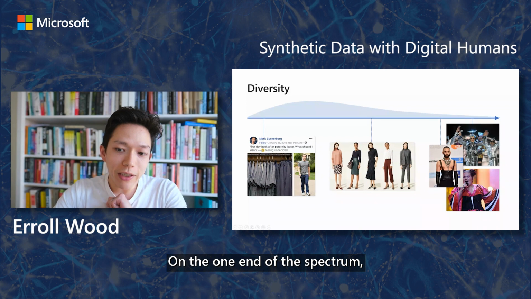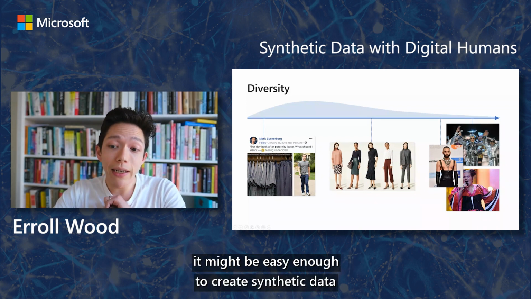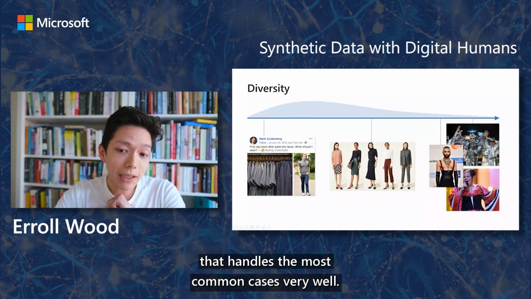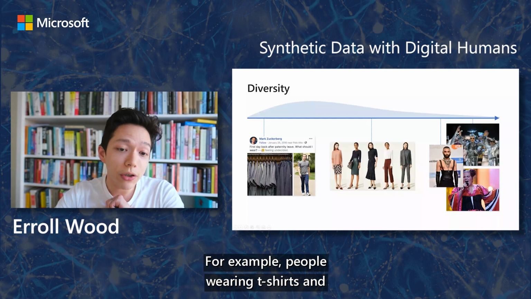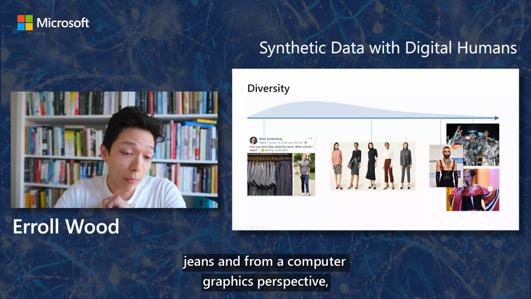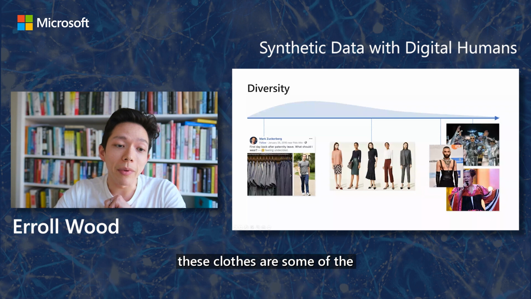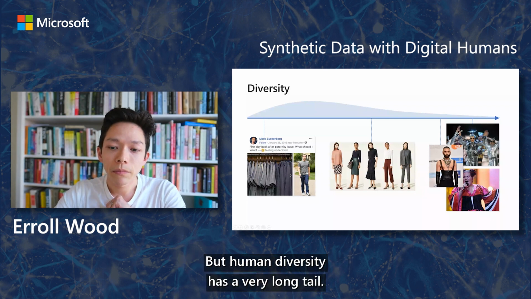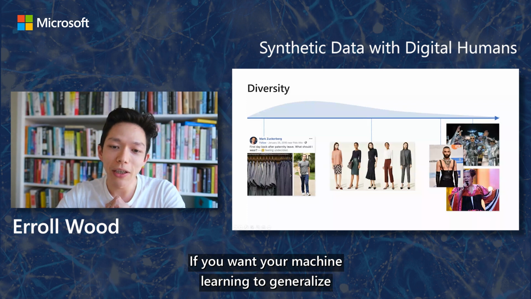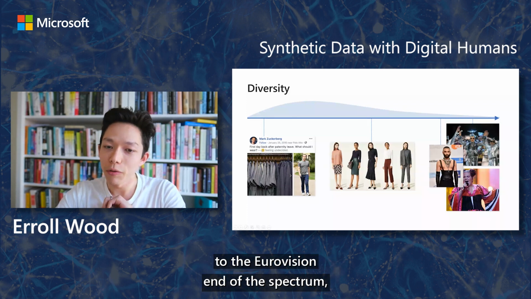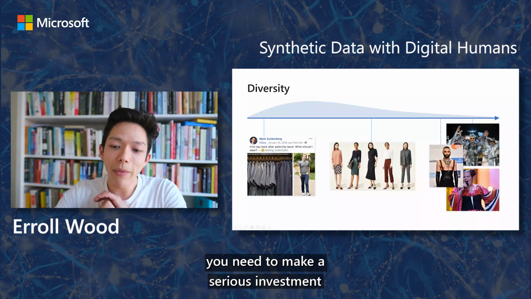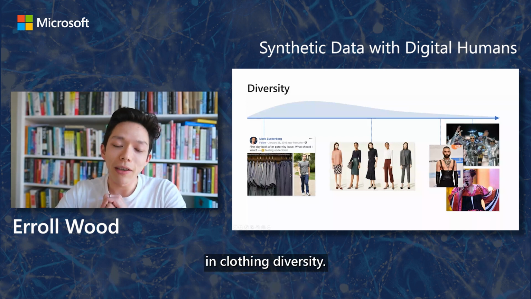On the one end of the spectrum, it might be easy enough to create synthetic data that handles the most common cases very well. For example, people wearing t-shirts and jeans. And from a computer graphics perspective, these clothes are some of the easiest to render and animate. But human diversity has a very long tail. And if you want your machine learning to generalize to the Eurovision end of the spectrum, you need to make a serious investment in clothing diversity.